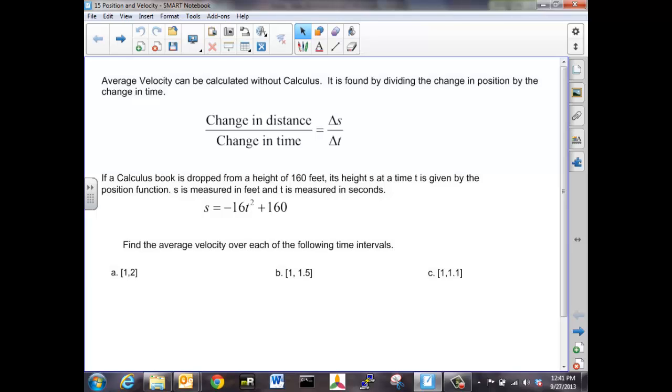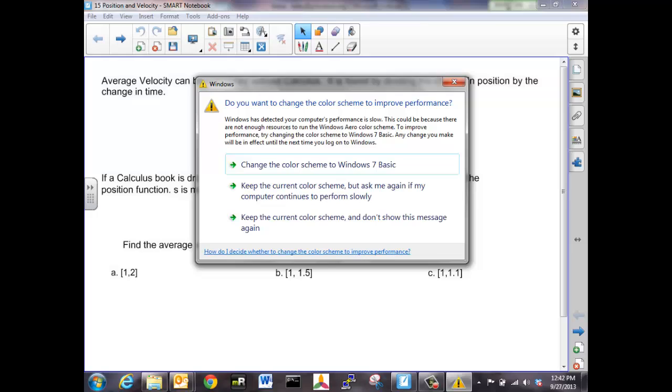So, you've been finding average velocity for a long time. Average velocity is distance divided by time. So, if Grant leaves school and drives home, which is 25 miles and takes about half an hour, you can figure out what his average speed was. 25 divided by a half hour, he averaged 50 miles an hour.